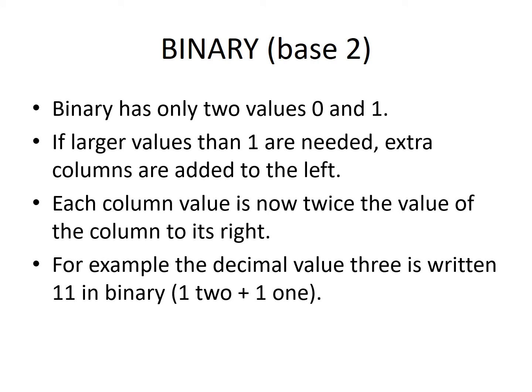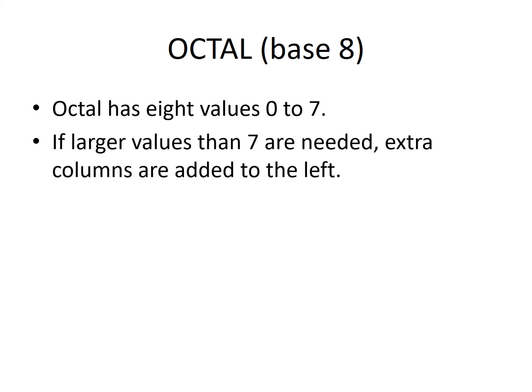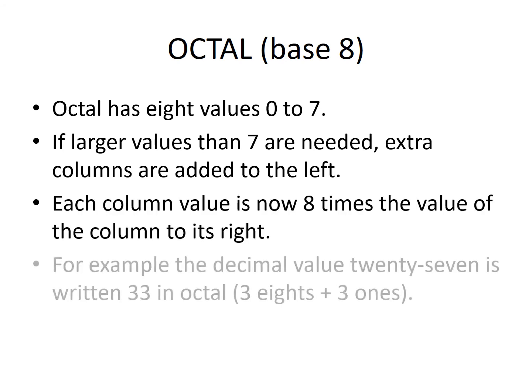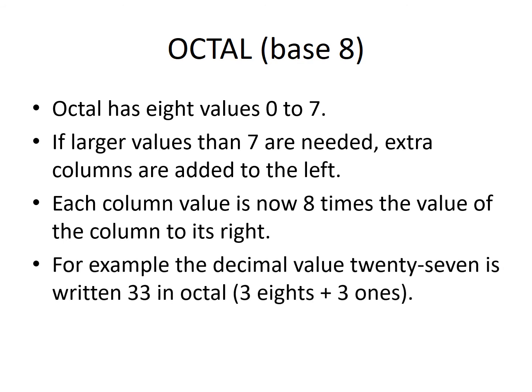For example, if you take 11 in binary, the right-hand 1 is 1, and the left-hand 1 is 2. So the value of 11 is actually 3. Then octal. Octal has 8 values, from 0 to 7. If values larger than 7 are needed, we need to add one more column like this. So for writing 33, there are 3 eights and 3 ones. So this is octal.